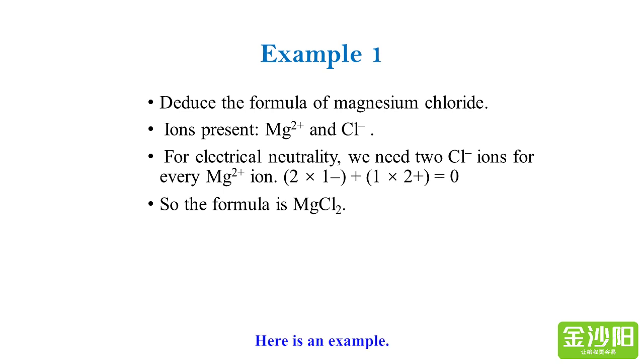Here is an example. Let us deduce the formula of magnesium chloride. There are two kinds of ions in this substance, magnesium with 2 positive charges and chloride with 1 negative charge. For electrical neutrality, we need 2 chloride ions for every magnesium 2+ ion. Therefore, the formula is MgCl2.